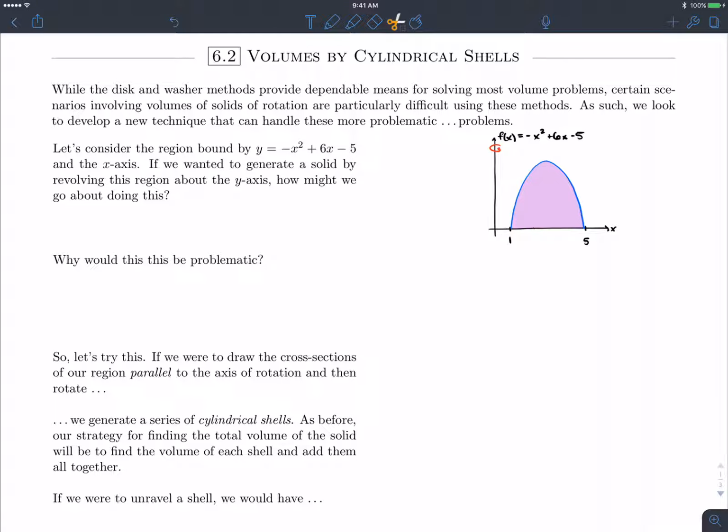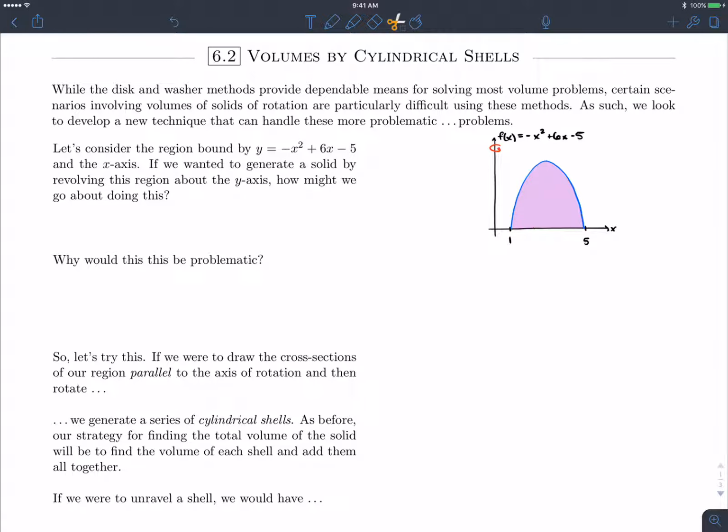So in section 6.2, we're going to consider an alternative method for finding volumes of solids of rotation. In particular, we're going to be looking at cases where trying to use the disk method or the washer method would have been either problematic or impossible for reasons we'll consider here.